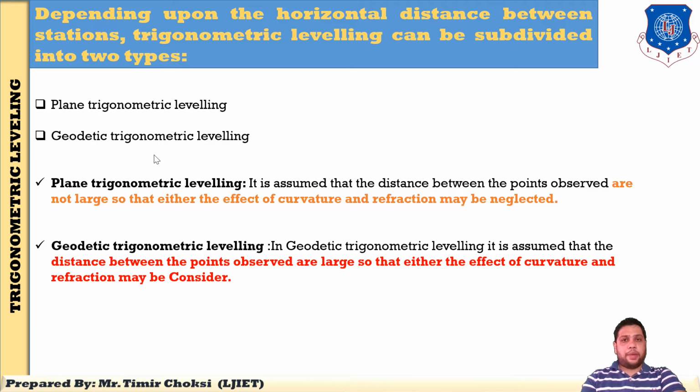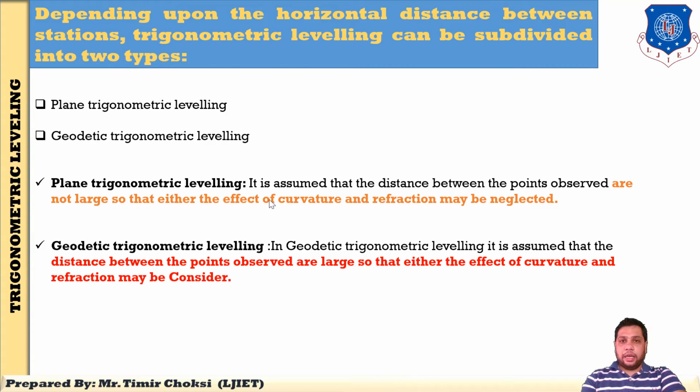You know that the primary division of surveying is divided into two parts: one is plane and one is geodetic. Similarly, depending upon the horizontal distance between the stations, there are two types: plane trigonometric leveling and geodetic trigonometric leveling. Here, plane trigonometric leveling I have described in detail. It assumes that the distance between the points observed is not large, so that the effect of curvature and refraction may be neglected.